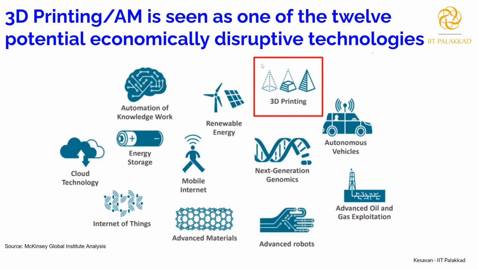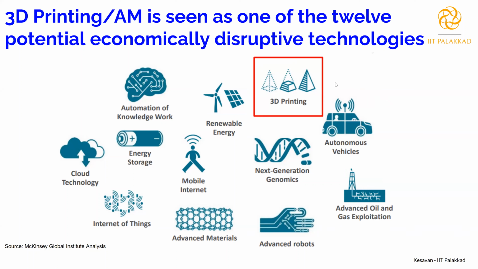So if you take the technologies currently, there are several technologies called disruptive technologies. For example, automation, energy storage, renewables, mobile internet. These are all disruptive technologies at present. Even 3D printing is classified as a disruptive technology. Disruptive is something that completely changes the world. For example, smartphones have changed things now. You don't have to go to a bank to transfer money, right?